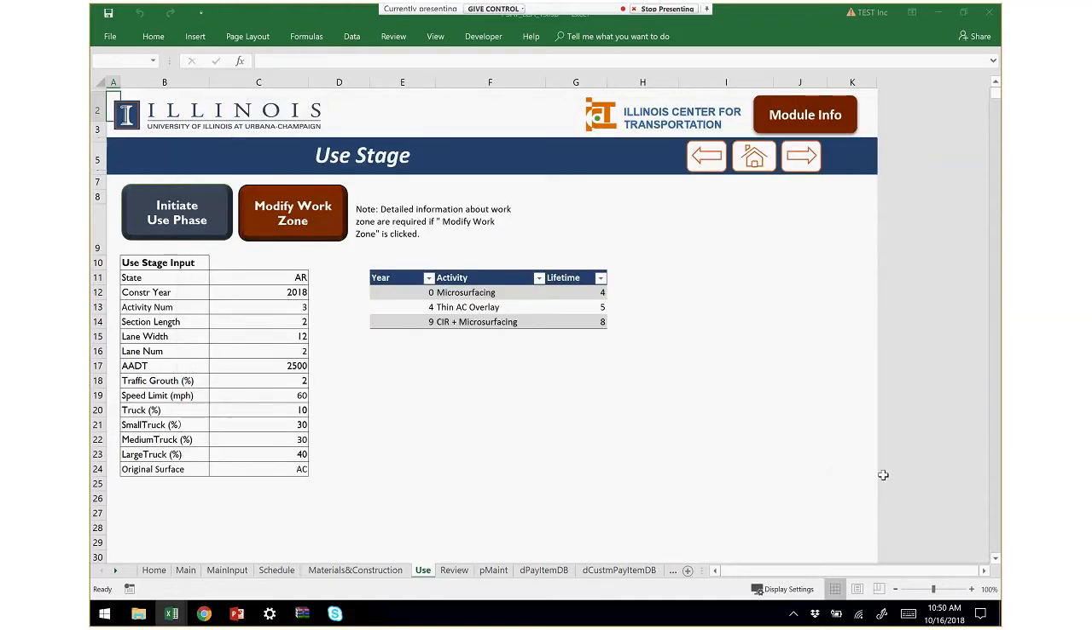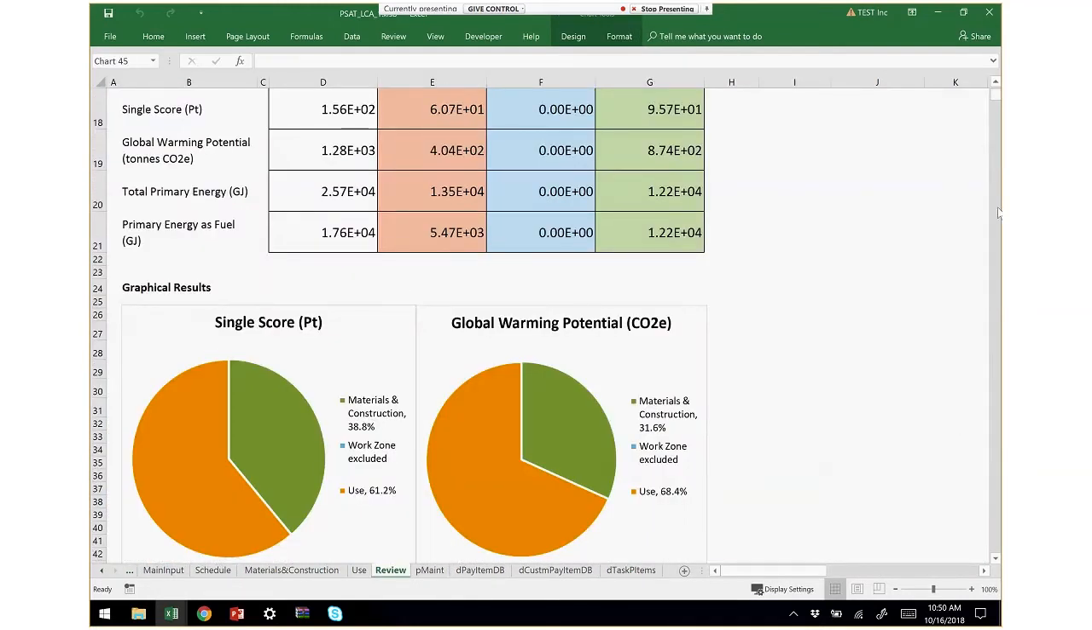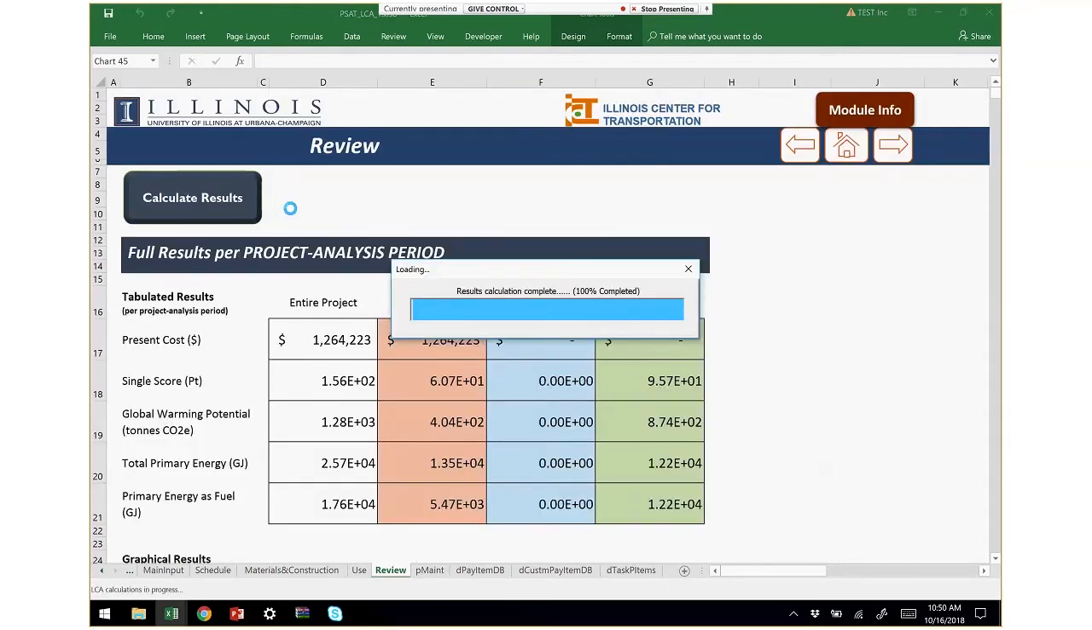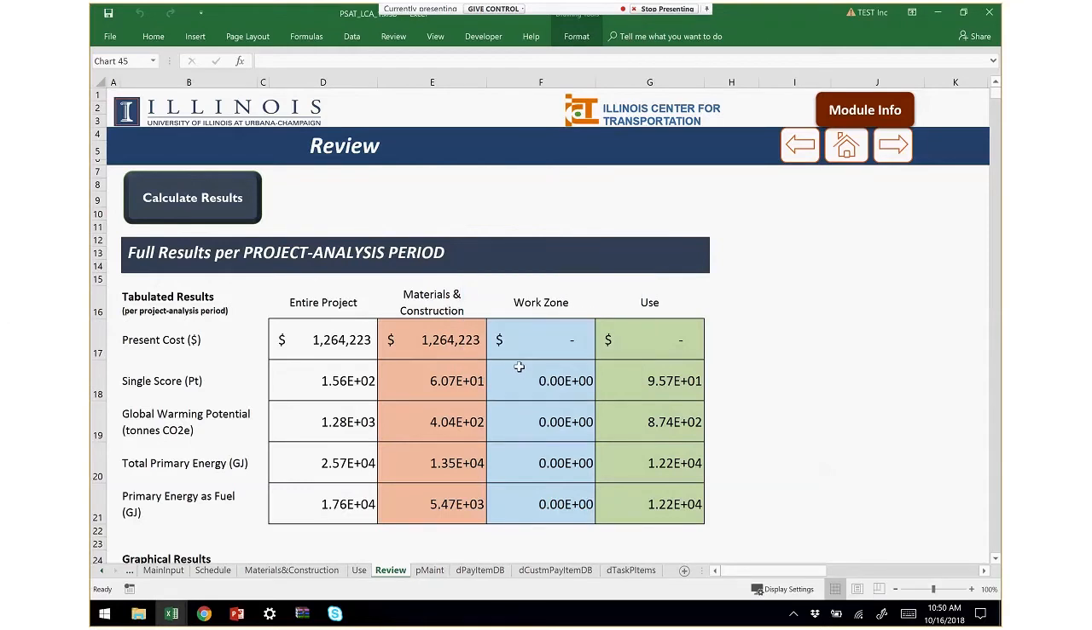And the final stage is the review of the results. So in this case, if you go and calculate everything, we have a simple table that really shows the results of the entire project, material and construction. We didn't choose to work with the work zone in here. And we see a present cost. Cost numbers are not accurate at this point, but the environmental numbers are calculated according to our inventory databases and analysis.